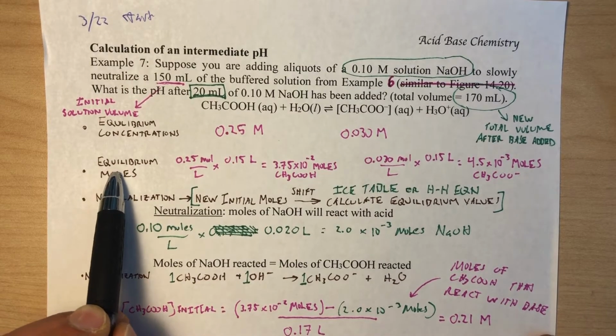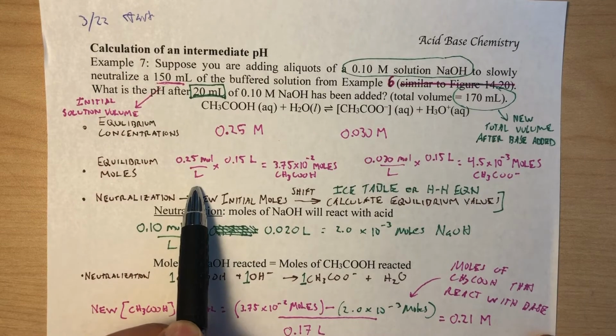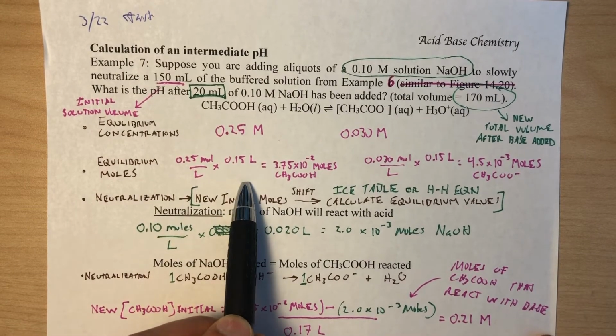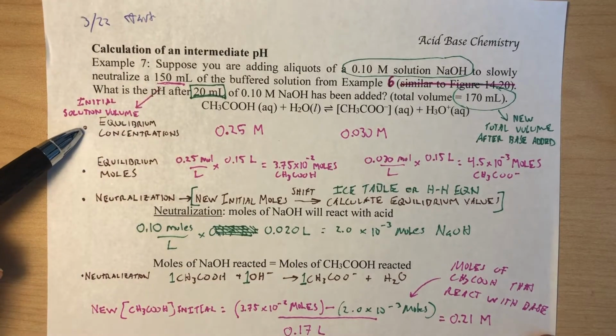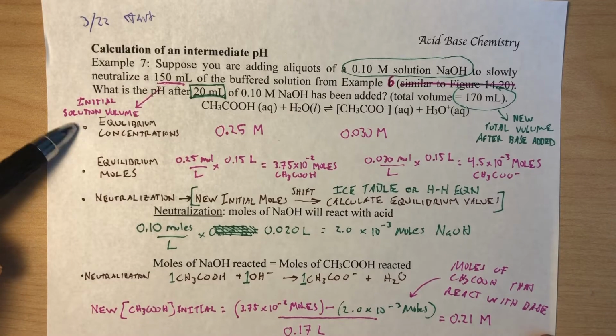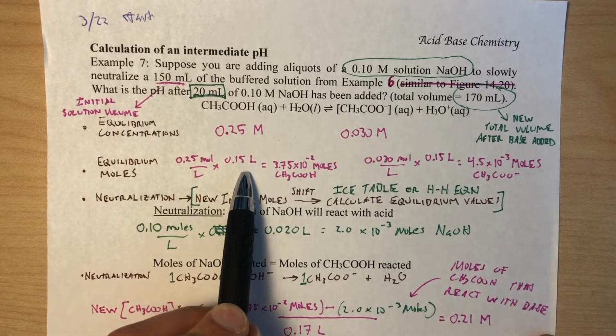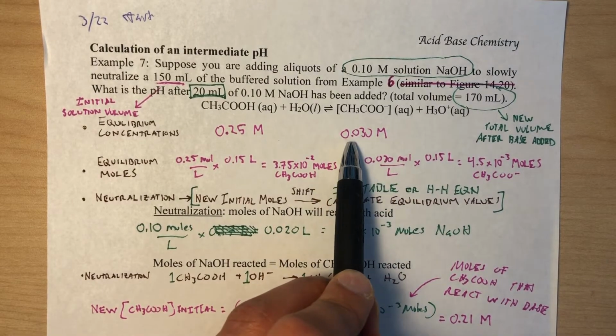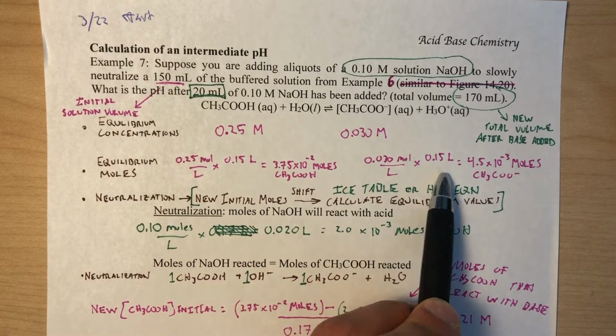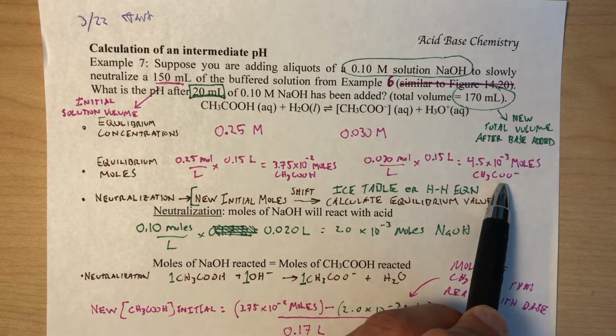Our equilibrium moles are that 0.25 molar, moles per liter, multiplied by the volume of our solution, which is 150 milliliters. That is our initial solution volume. So 150 milliliters equals 0.15 liters. We multiply those two values together and we get 3.75 times 10 to the negative second moles of acetic acid. Similarly, we calculate our moles of acetate using the same volume, and we get 4.5 times 10 to the negative third moles of acetate.